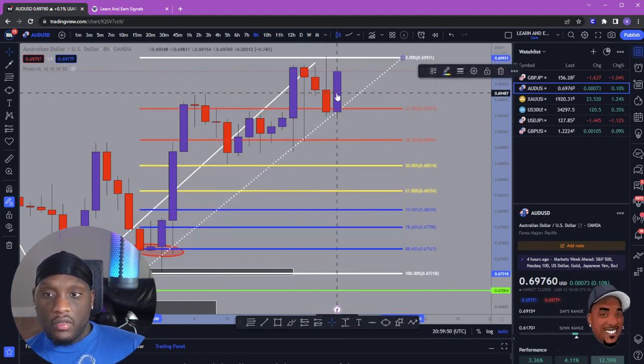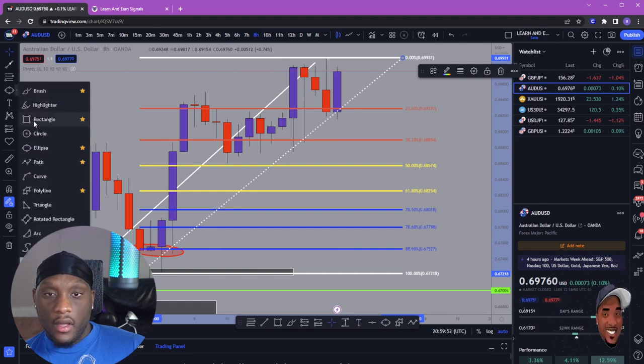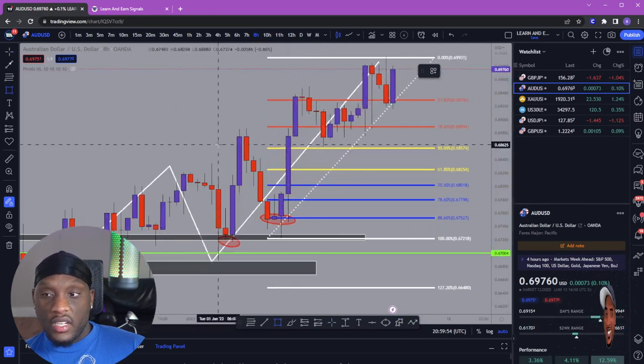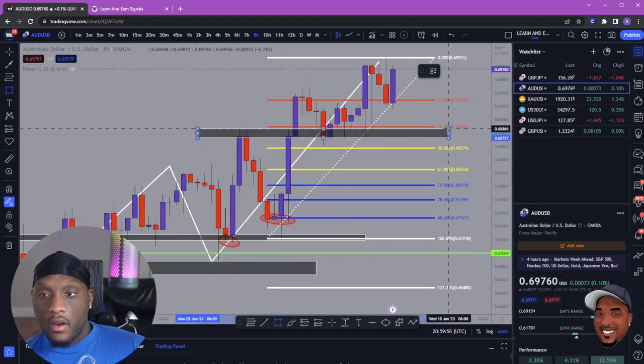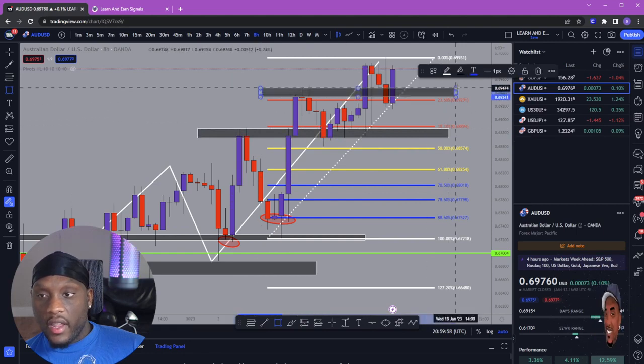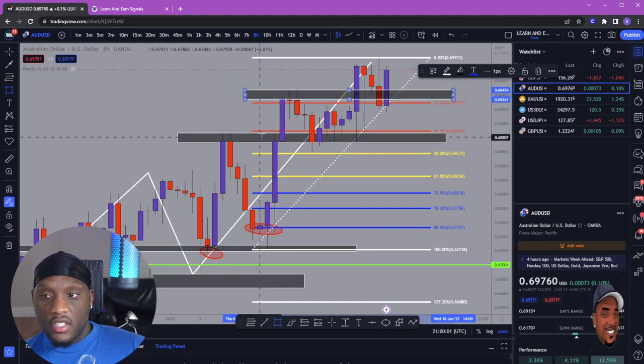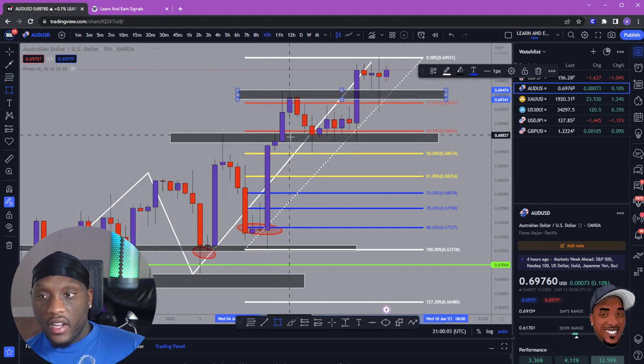Now you can see that 23.6 is being reacted off of again, but what I want to point out is the importance of the detail. Right here, a zone is respected. Right here, a zone should be respected. So we have some rules of supply and demand that are going to kind of save us.